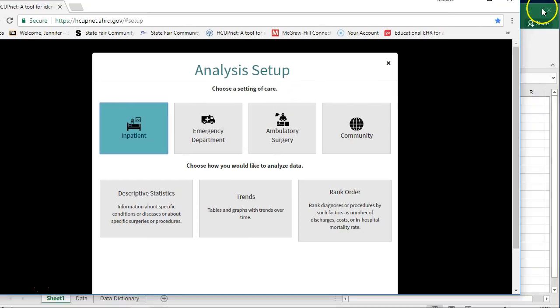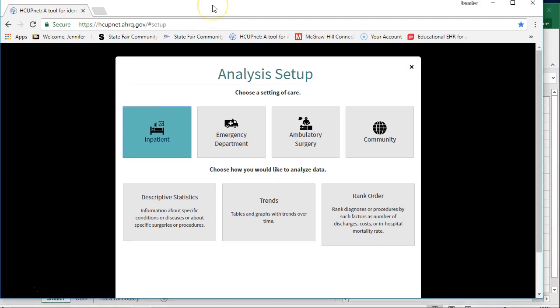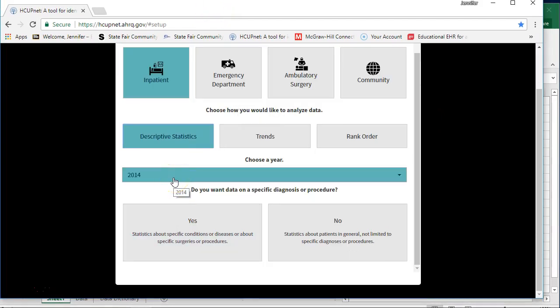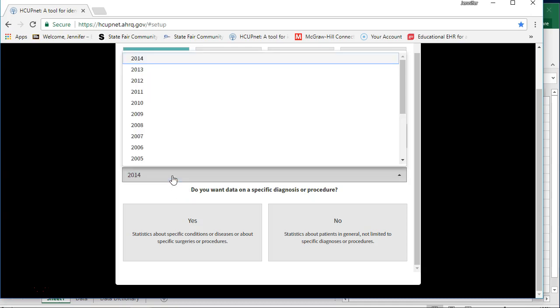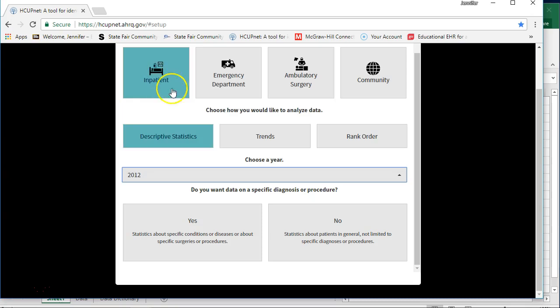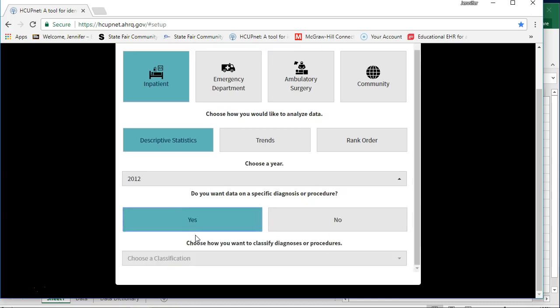inpatient. I'm going to try to do this so that everybody can see. Descriptive statistics, we are going to use the 2012 data set. And do you want the data on a specific DRG or procedure? Yes.